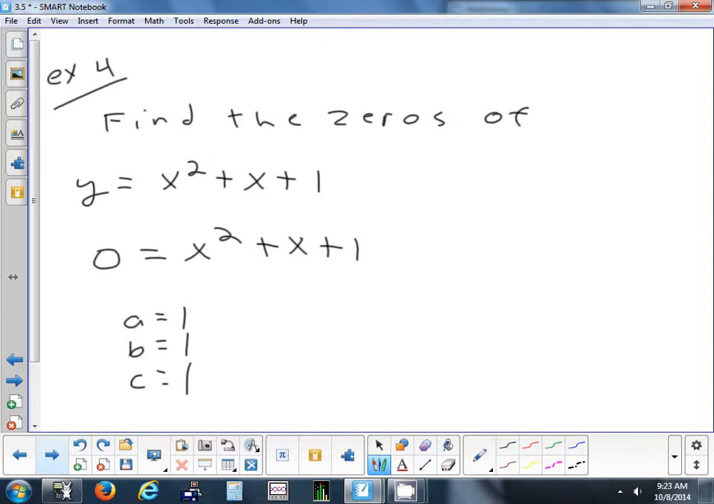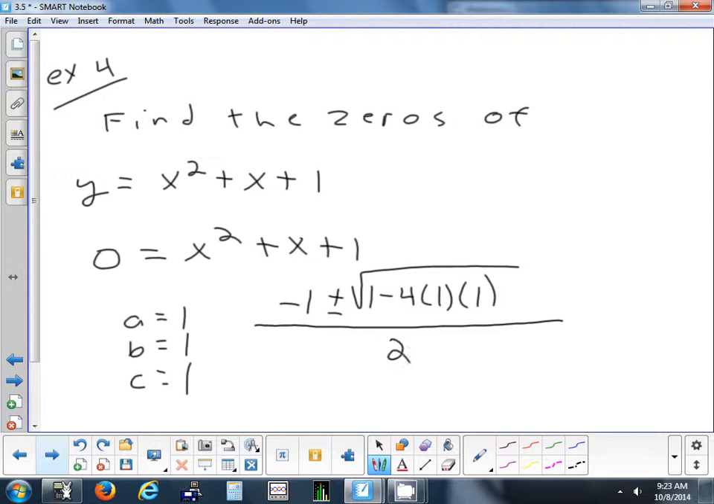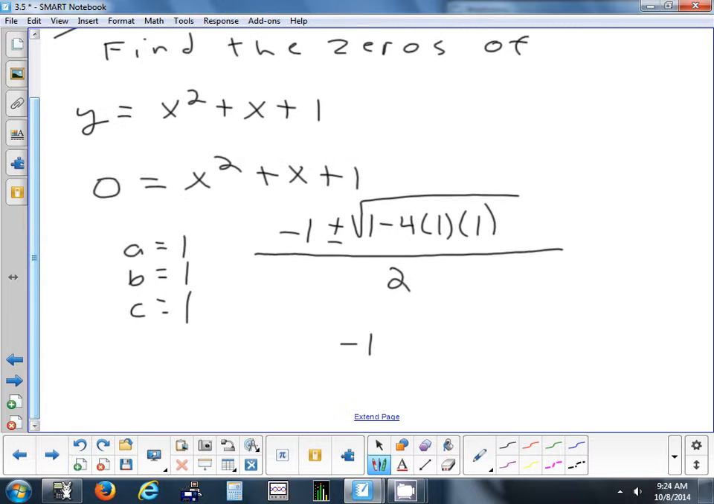We get B squared minus 4 times A times C. I forgot my negative B part. So negative B plus or minus the square root of B squared minus 4 times A times C all over 2A. Okay, so let's solve it and see what happens. Negative 1 plus or minus the square root of 4 times 1 times 1. That's just 4. So 1 minus 4 gives me a negative 3.